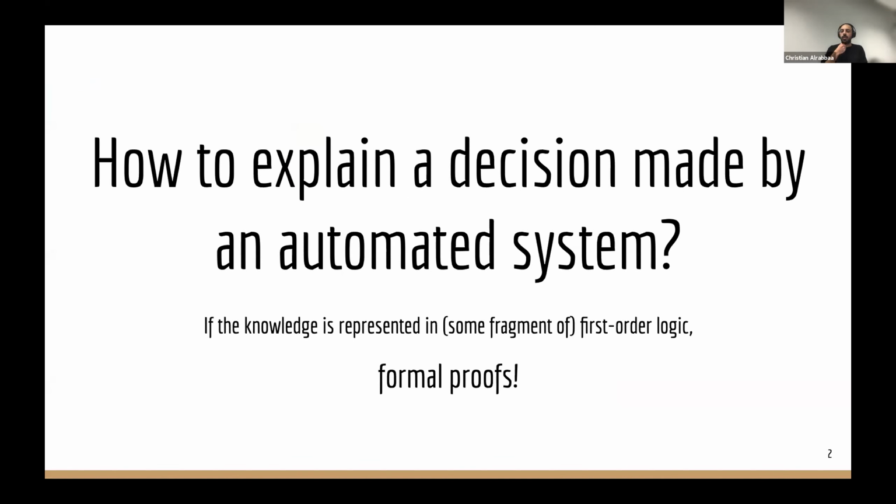So the question that we started with is, how can we explain automated decisions? Basically, this is just a very broad question. And the setting that we are considering this question in is simply when we have our knowledge represented in a fragment of first order logic. In particular, we're going to tackle this question in the setting of description logic. And we say that an explanation that we want to provide is simply a formal proof.